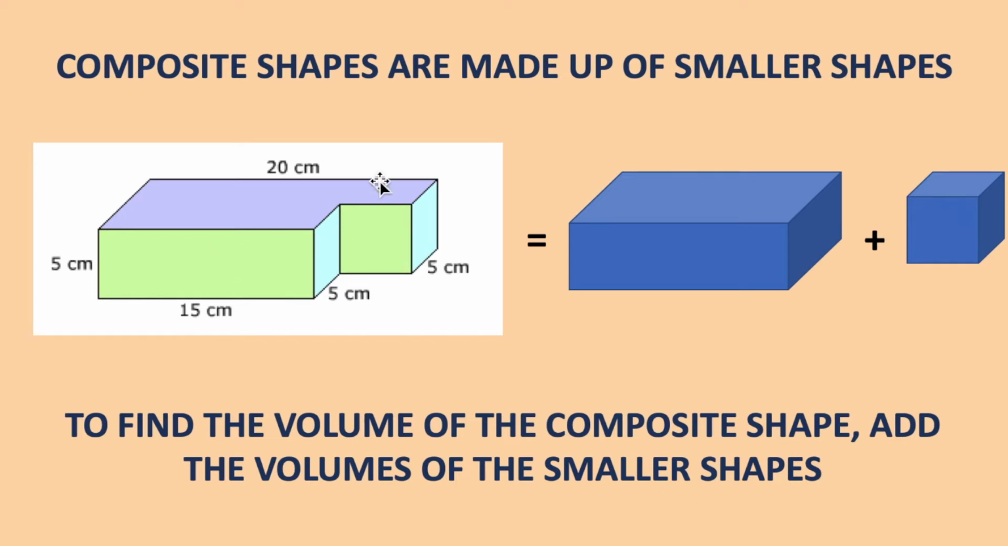So you can split this shape along a line right here to give you this big rectangular prism and this smaller rectangular prism. And to find the volume of the composite shape, what you do is add the volumes of the smaller shapes that it's made up of. So to find this total volume, you have to find the volume of this and the volume of this, and then add them together.